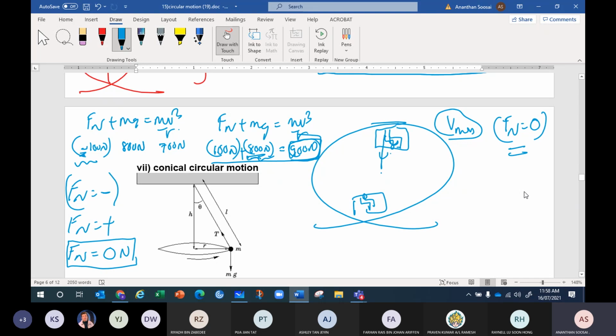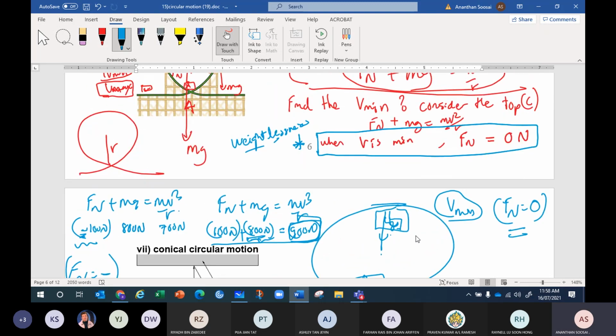Okay, do you understand the concept I am trying to help you with here? Any questions? So we go back. When V is minimum, Fn is 0 Newton. Get into the equation: Fn is 0 already, so mv squared over r equals mg. You get the same formula. The V minimum is root of rg, as you got for vertical circular motion earlier.